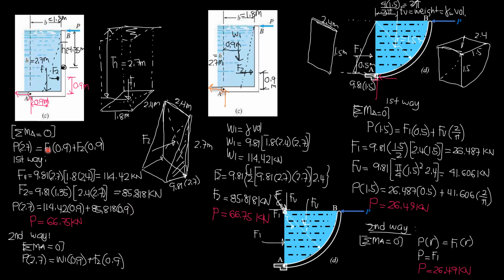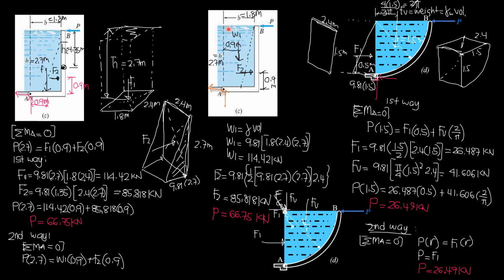So substitute here, P times 2.7 equals F1, 114.42, times 0.9 plus F2, 85.818, times 0.9. P therefore is 66.75 kilonewtons. Then for the second way, using weight for F1, because we have here the weight, and volume of pressure diagram for F2.